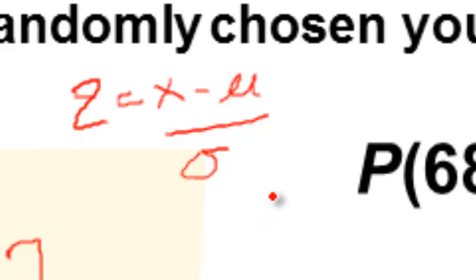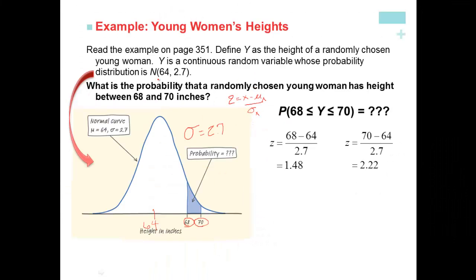But now since I'm dealing with a continuous random variable, it's going to be x minus mu sub x, where mu sub x is the mean of my continuous random variable, divided by sigma sub x, which is the standard deviation of my continuous random variable, which are given here. So when I standardize 68, I end up with a standardized value of 1.48. Standardizing 70, I end up with a standardized value of 2.22. So to find the area under the curve here, I'm going to find the probability that z is less than or equal to 2.22 and subtract from that the probability that z is less than 1.48.